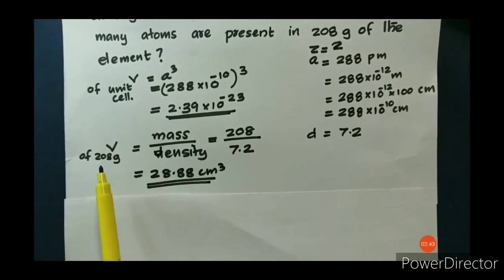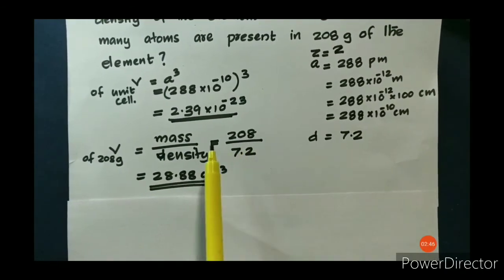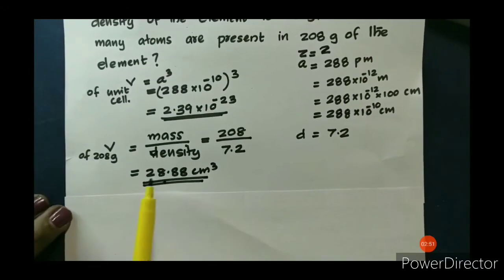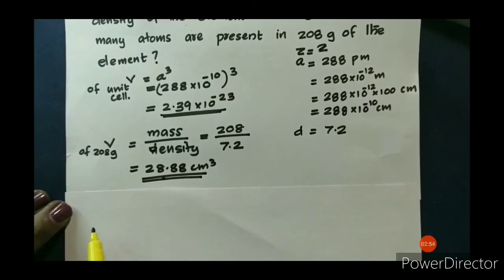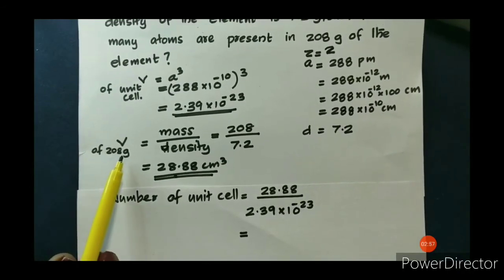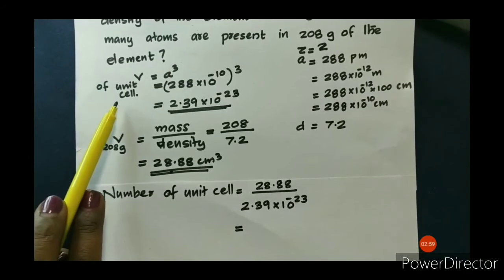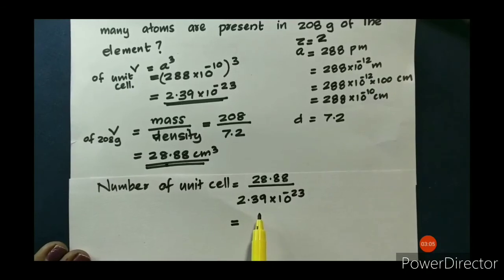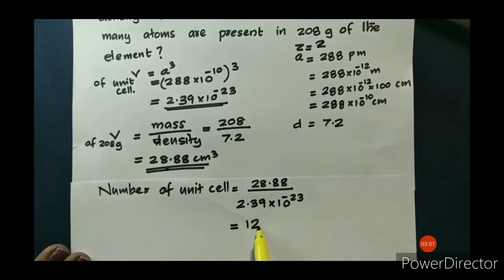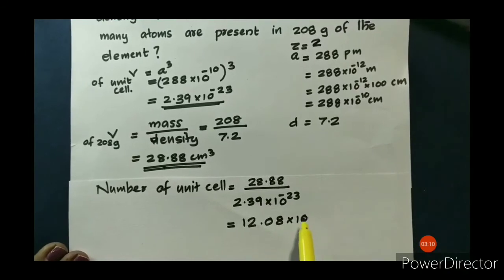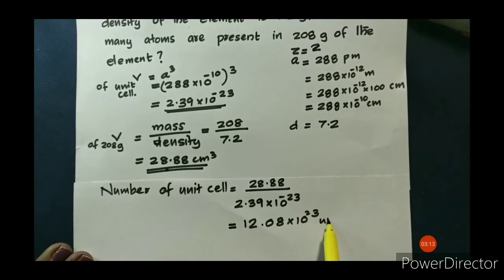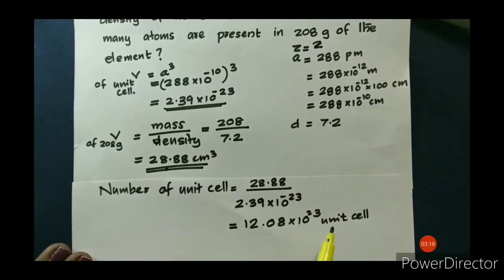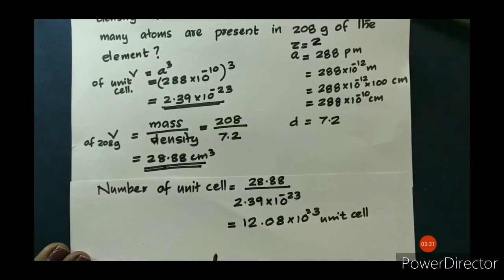So from the value of volume of unit cell and the volume of 208 gram of element, we can calculate the number of unit cells. The number of unit cells in the volume is equal to the volume of 208 gram of element divided by the volume of unit cell, which is equal to 28.88 divided by 2.39 into 10 raised to minus 23 equals 12.08 into 10 raised to 23 unit cells.